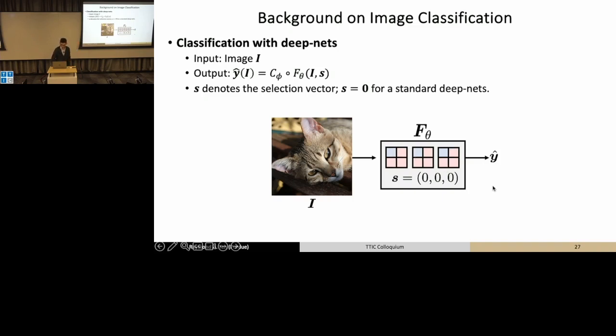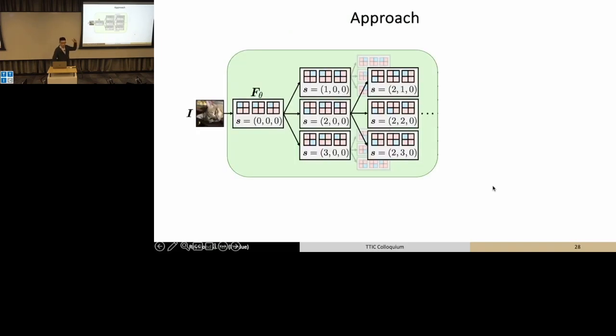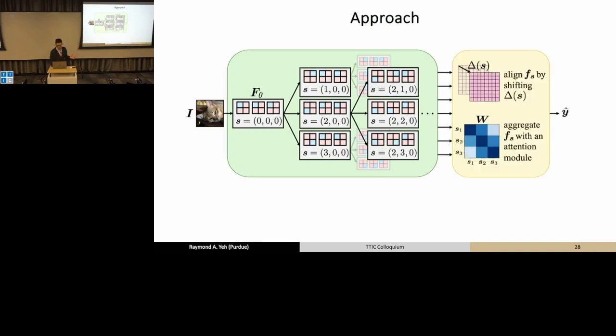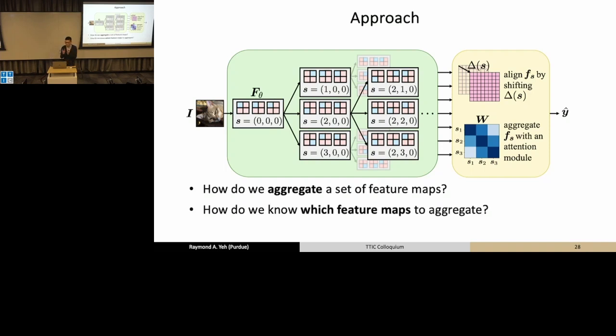Okay. So our approach for test time augmentation is we're going to essentially look through all the possible combinations of the discarded activation maps and say which of these are useful. And we're going to somehow merge them together into one single feature map to pass to the classifier to make a prediction. So in order to do this, we need to answer two questions. First is, how do we aggregate a set of feature maps? And second is, how do we know which of the feature maps we should be aggregating over? These are the two parts that we need to address.